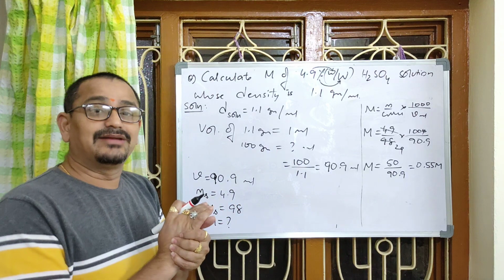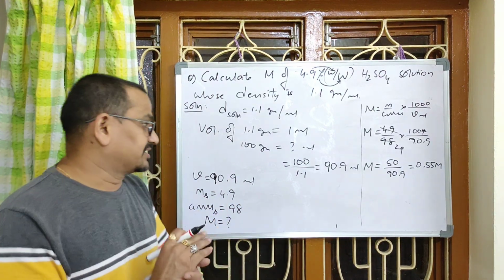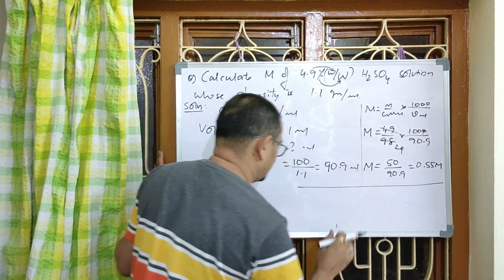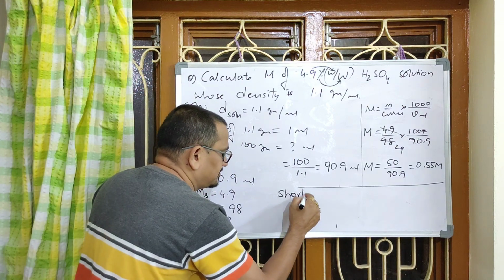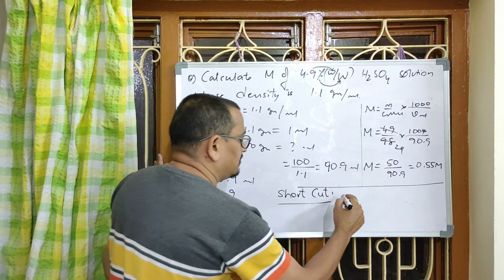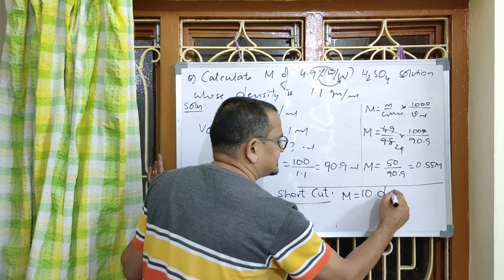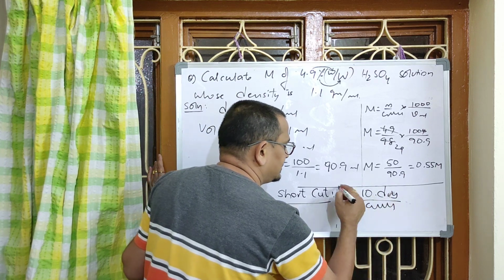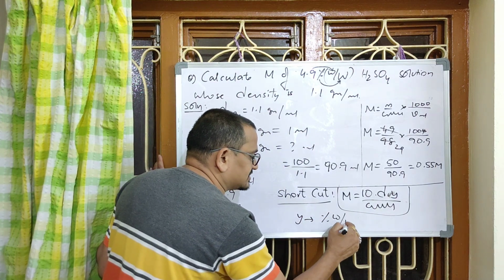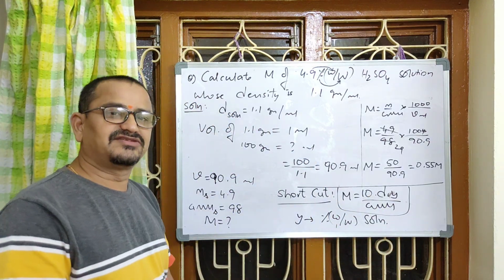Now, the same question can be calculated using the shortcut. What's the shortcut for this? The shortcut helps us to save time in competitive examinations. Molarity equals 10 into density into Y by gram molecular mass. Here, what does Y correspond to? It is percent by mass of solution.